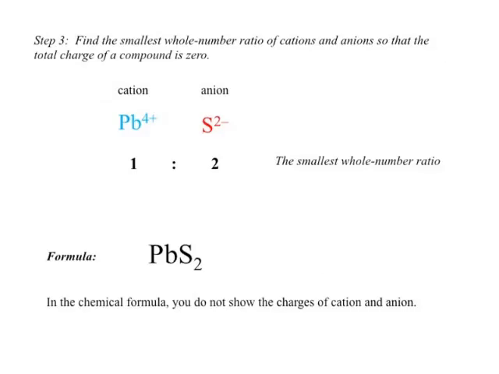Now, lead 4 plus loses 4 electrons. Sulfide gains 2 electrons. Again, the number of electrons lost and gained does not agree. So the only way you could solve this problem is if you have 1 lead ion, 4 plus, and 2 sulfide ions. Then the number of electrons gained and lost agrees. Therefore, the formula should be PbS2. Let's move to the next slide.